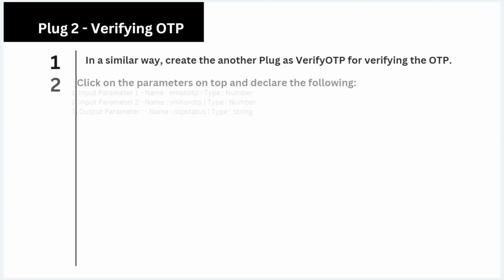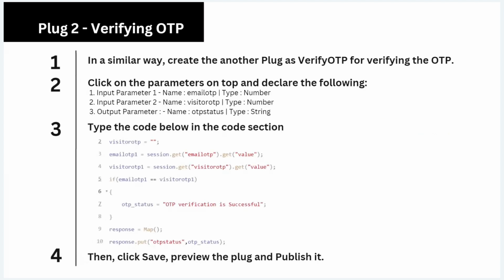In the same way, we can create the other plug, which is for OTP verification. Here the input and output parameters change. In the input parameters, we have two OTPs, one which we have generated and the other one which the visitor enters, and the output will be the OTP status. In the same way, we have to write this code for the OTP verification and then publish it.